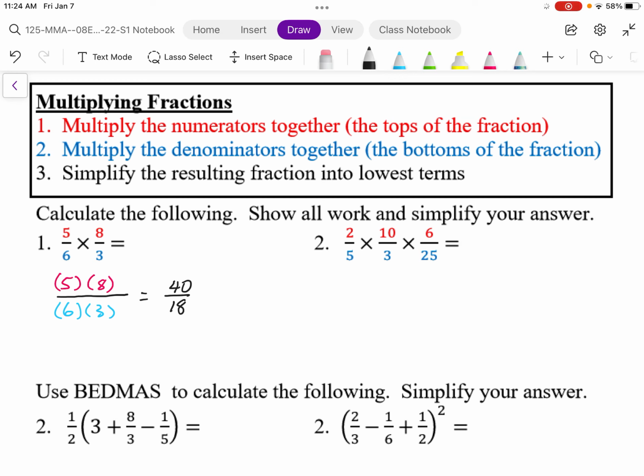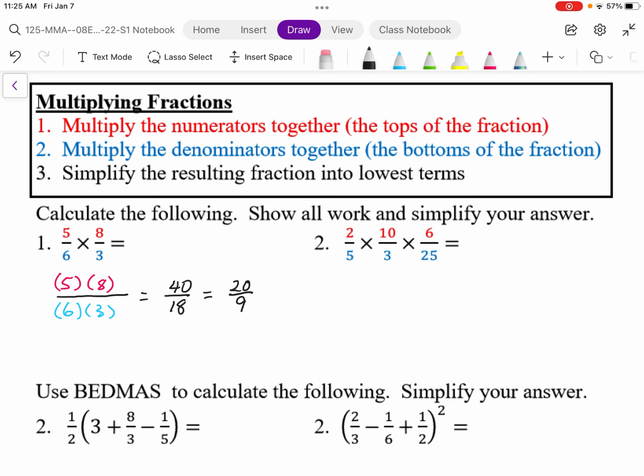And I can simplify this. I can find a common divisor of 2, and this becomes 20 over 9. And you can convert this into a mixed number, but I prefer it as an improper fraction.